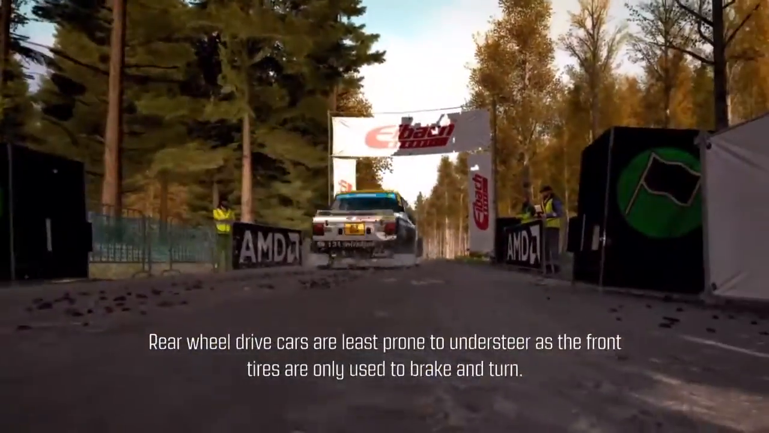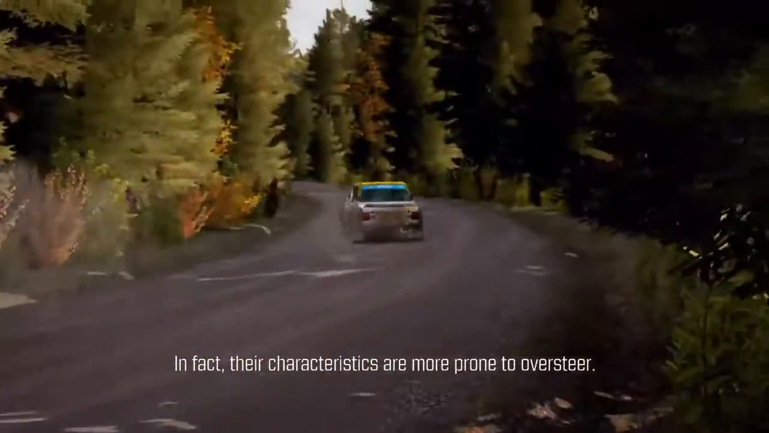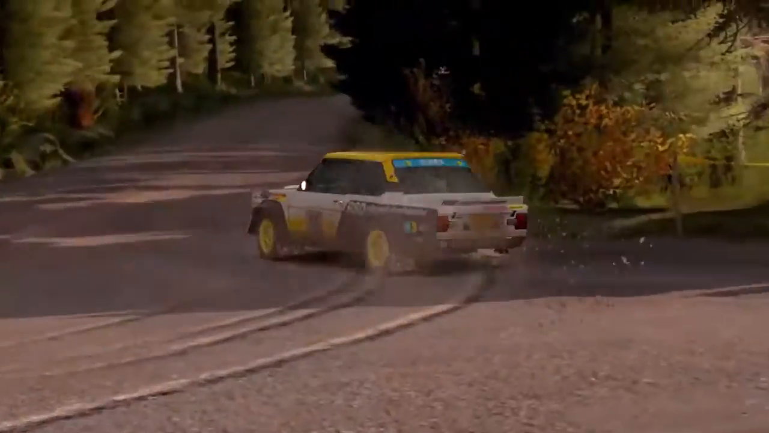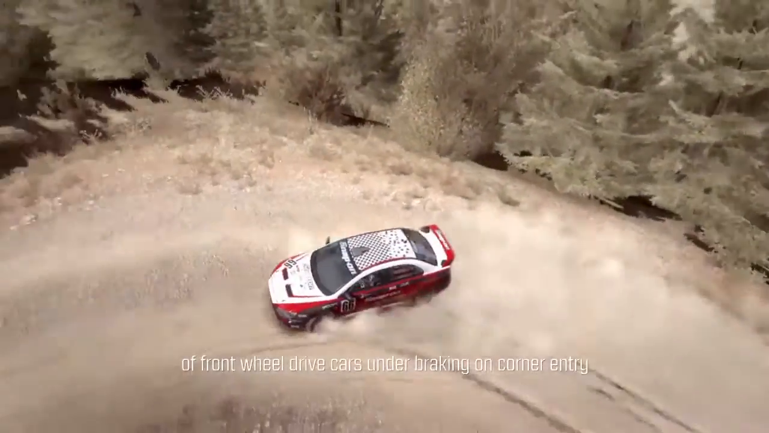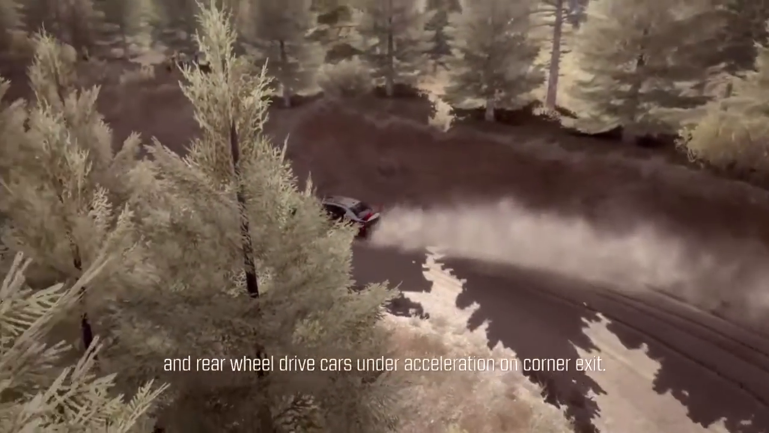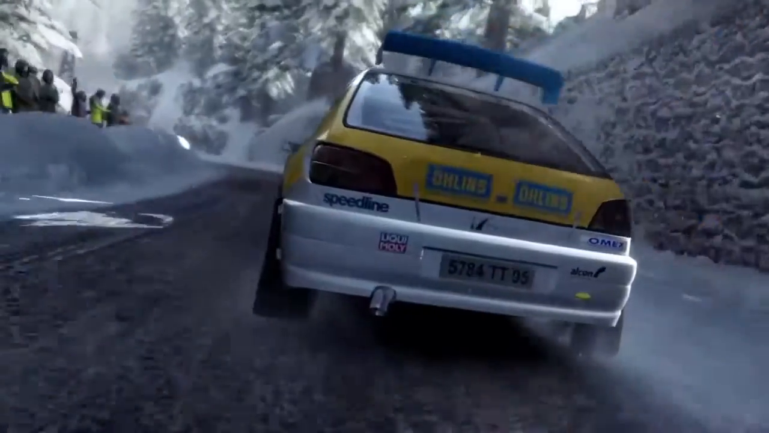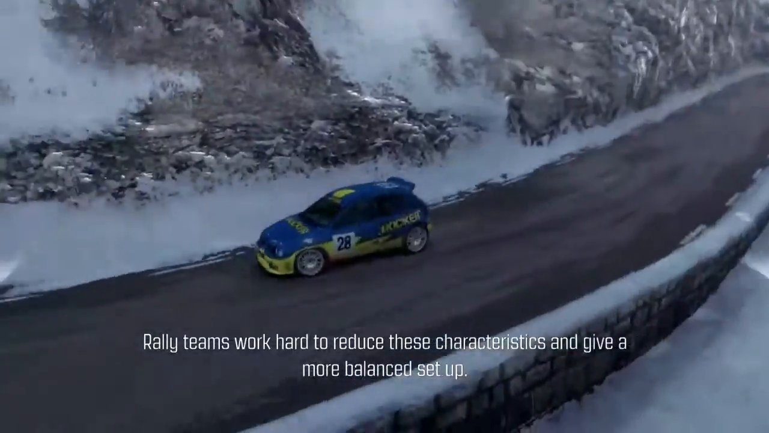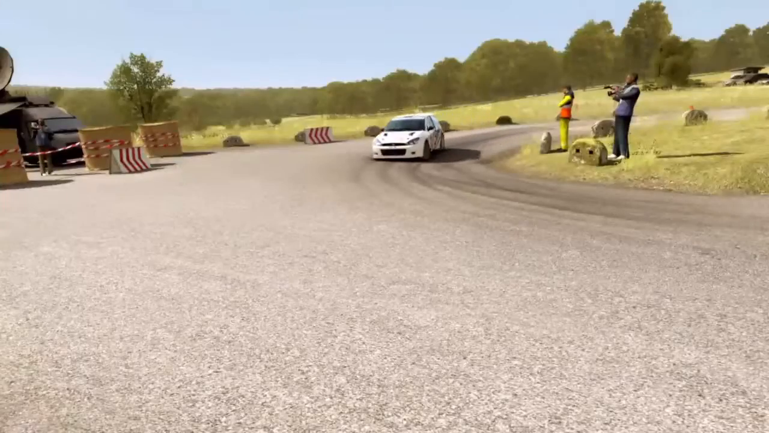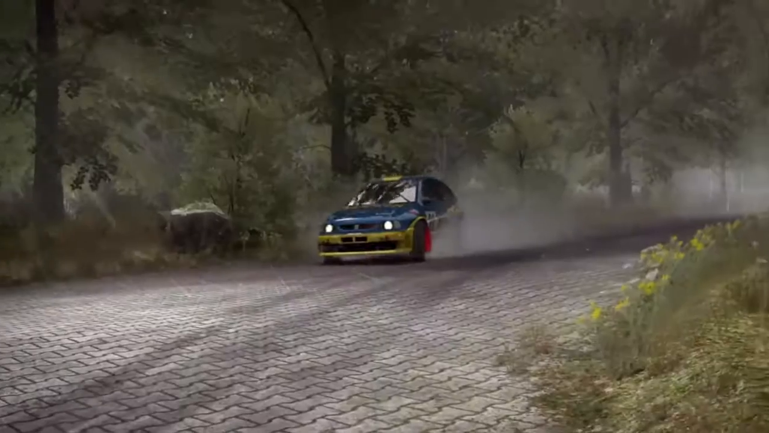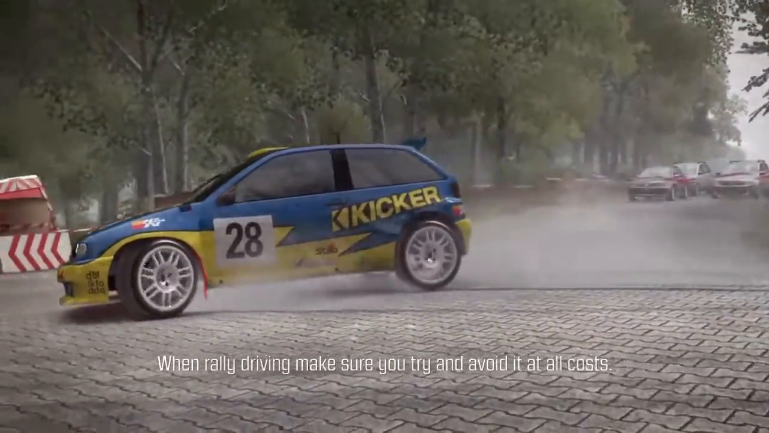Rear-wheel drive cars are least prone to understeer as the front tyres are only used to brake and turn. In fact, their characteristics are more prone to oversteer. Four-wheel drive cars tend to exhibit the characteristics of front-wheel drive cars under braking on corner entry and rear-wheel drive cars under acceleration on corner exit. Rally teams work hard to reduce these characteristics and give a more balanced setup. Remember, understeer is always bad. When rally driving, make sure you try and avoid it at all costs.